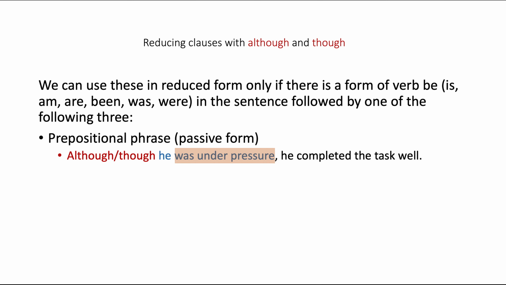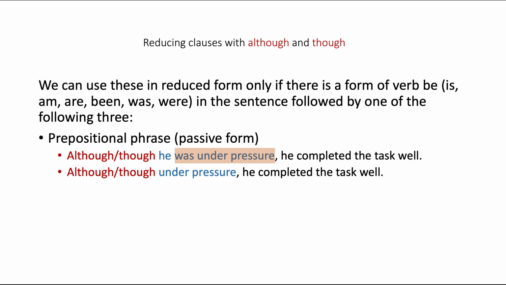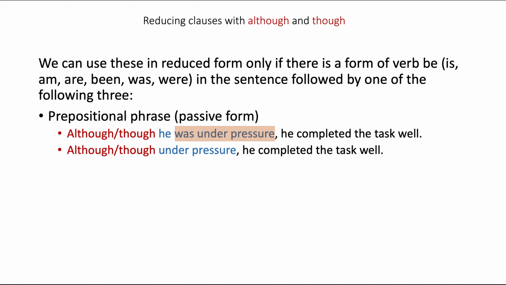So all the conditions are there. So all we have to do is just remove the subject and the verb be and keep the rest, and then we will have the reduced form of this adverbial clause. So although or though under pressure, he completed the task well.